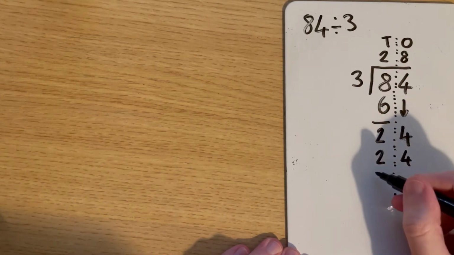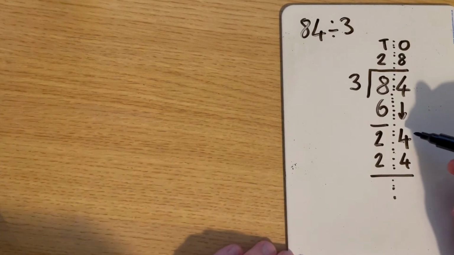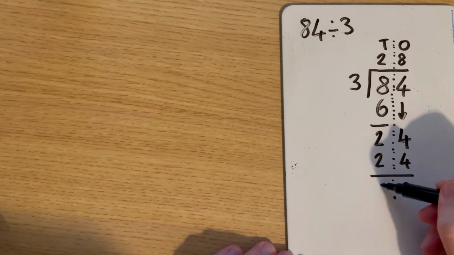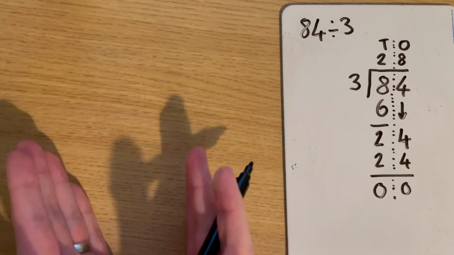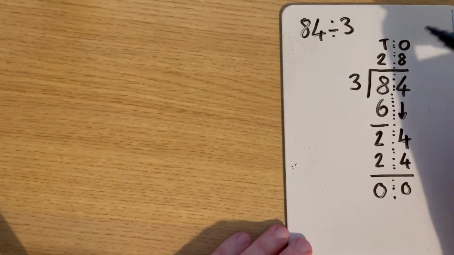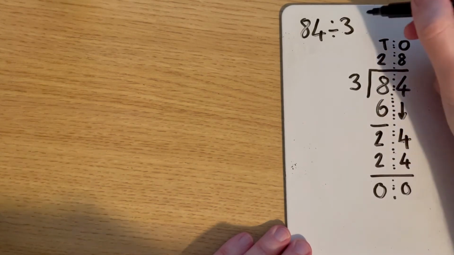24. So how much have I got left here? We can see it's nothing, but let's just check. 4 take away 4 is nothing, and 2 take away 2 is nothing. I've got nothing left, no remainder, as you can see. So what is 84 divided by 3? It's 28.